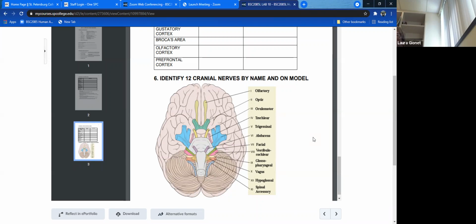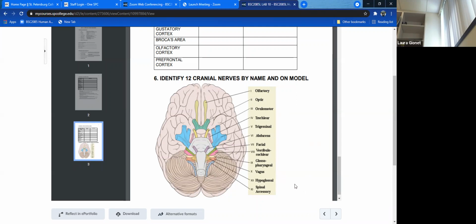So what I ask you to do is, at least using the model, and this picture is the closest picture I can get to what the model actually looks like in the lab, is to start to memorize your cranial nerves 1 through 12. You should know their Roman numerals, and at least start naming them.